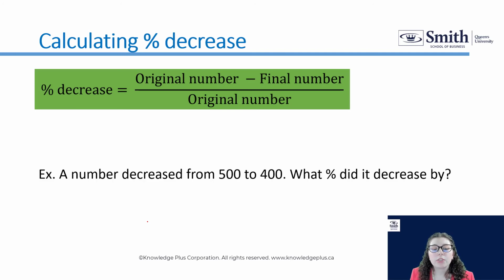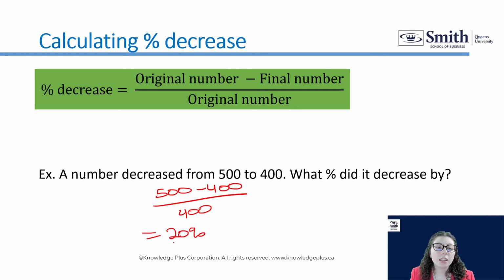Let's say a number decreased from 500 to 400. Let's find the percentage the number decreased by. So to find the percentage, we would take the original number, which is 500, subtract 400, and then divide it by 500, which would give us 20%.